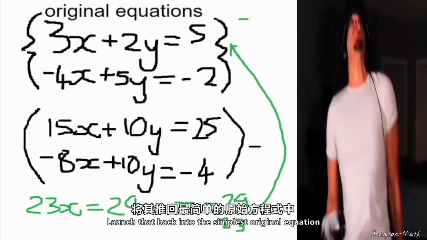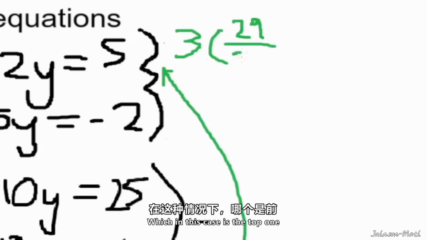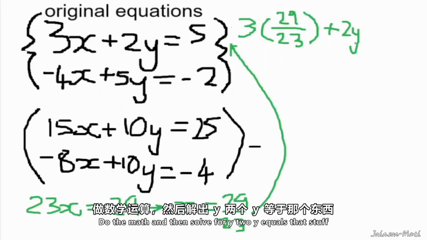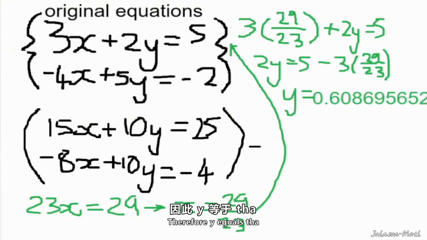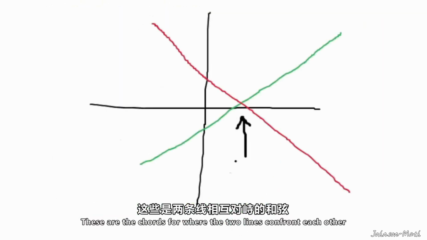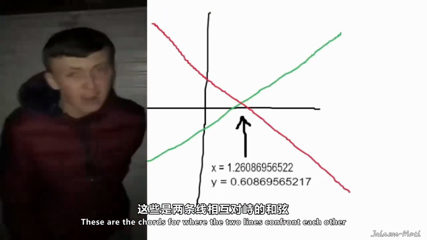Launch that back into the simplest original equation, which in this case is the top one. Do the math and then solve for y. 2y equals that stuff, therefore y equals that. These are the coordinates for where the 2 lines confront each other.